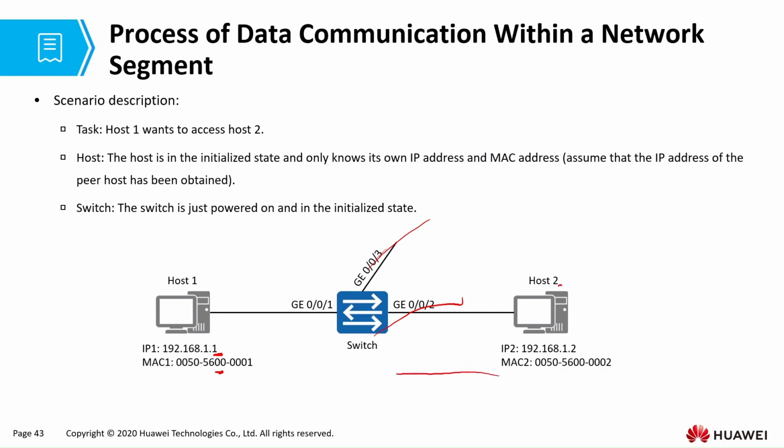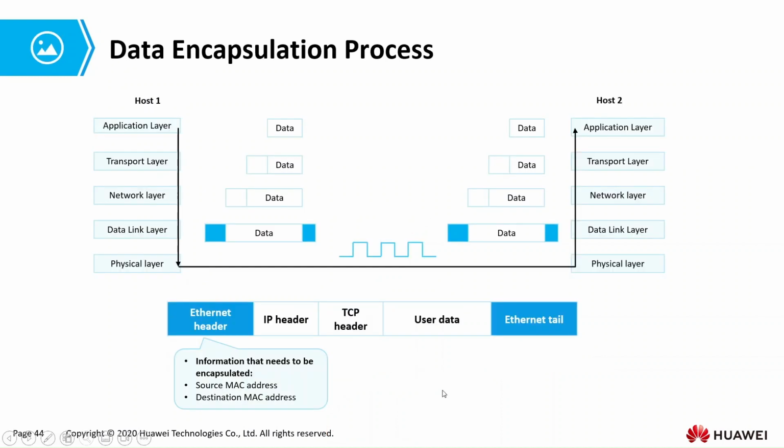Then they were going to reply, "Hey, I'm the one holding this IP address with this MAC address." So they were going to generate your ARP entry and then update your MAC address. Okay. But here, what you need to try to understand, we recall back on the data encapsulation.